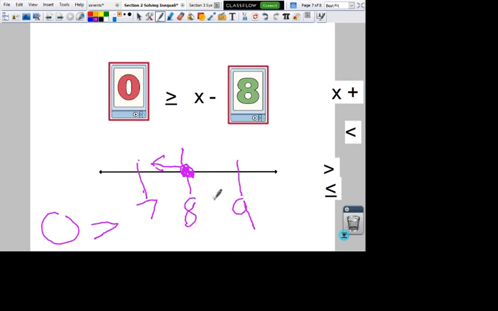Nice job. Remember, always flip it around so your variable is on the left side. We always want it on the left, because if it's not on the left, your arrow is going to be going the wrong direction.